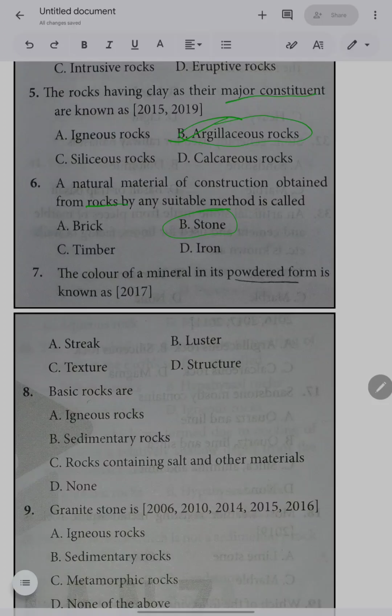Seventh question. The color of a mineral in its powdered form is known as streak, luster, texture, structure. So color of a mineral in its powdered form is known as streak. Option A.